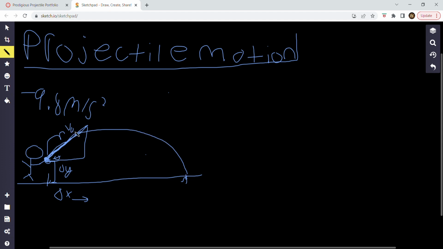And once you get the V naught, you can use cos to find the horizontal velocity, and you can use sin to find the vertical velocity. And while this is in motion, gravity is actively acting upon it. Therefore, the acceleration is negative 9.8 meters per second squared.